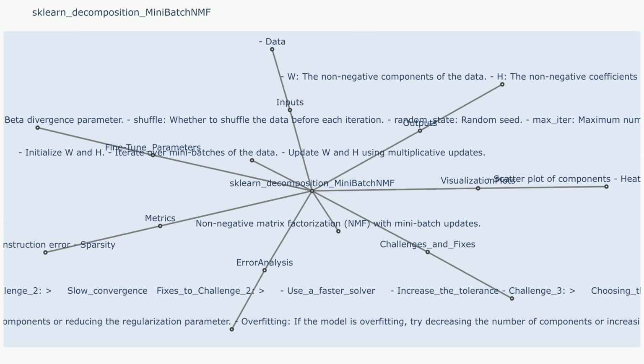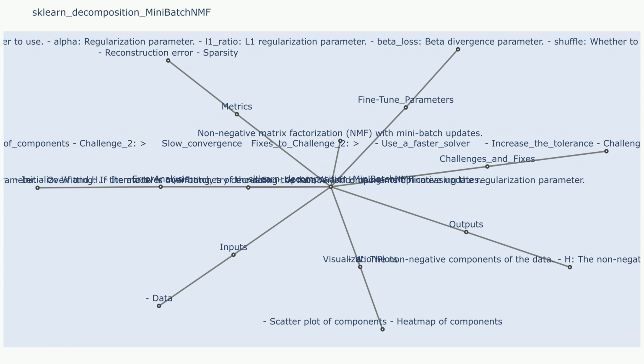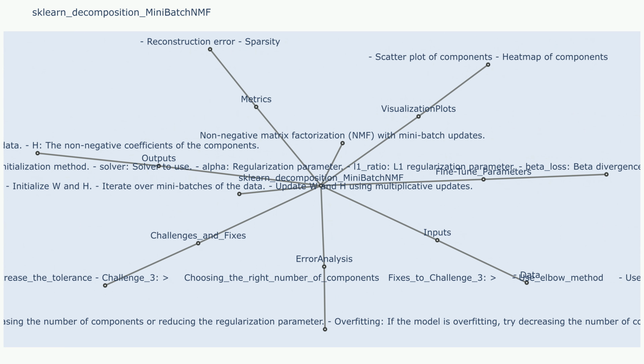init. This parameter controls how the components matrix is initialized. The default value is NNDSVD, which uses a non-negative double singular value decomposition. You can also use random to initialize the components matrix randomly. Solver. This parameter controls the solver used to update the components matrix and the coefficient matrix. The default value is CD, which uses the coordinate descent solver. You can also use mu for multiplicative updates.